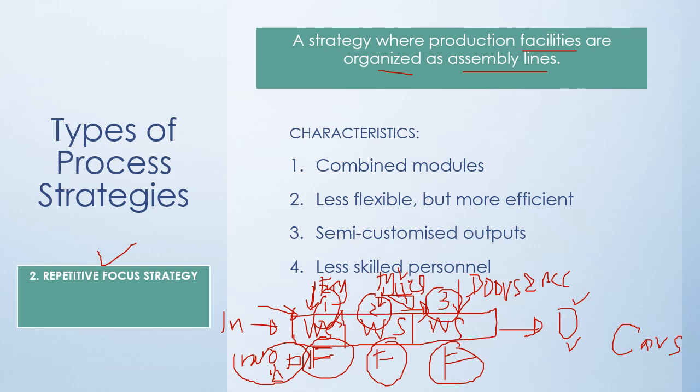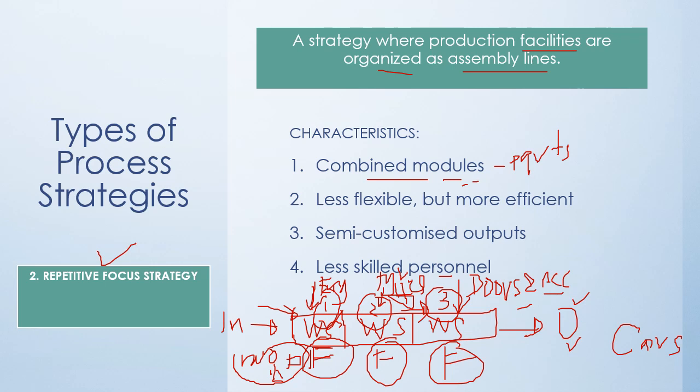Okay, so that is the difference between repetitive focus and process focus. So what are the characteristics of repetitive focus? It combines modules. Modules here means components ataupun parts. Okay. So repetitive focus is where what the company is doing on the assembly line is to combine the modules. So modul ni adalah parts ataupun components yang telah disiapkan sebelumnya. Okay. So such as engine. Engine ni adalah satu modul. Tires, one module. Doors, accessories, another modules.